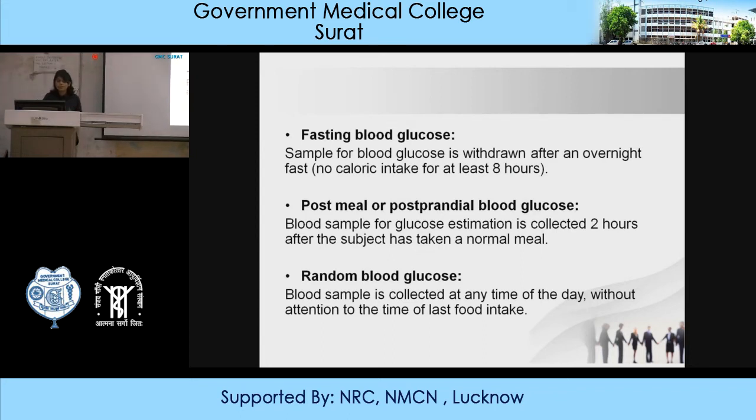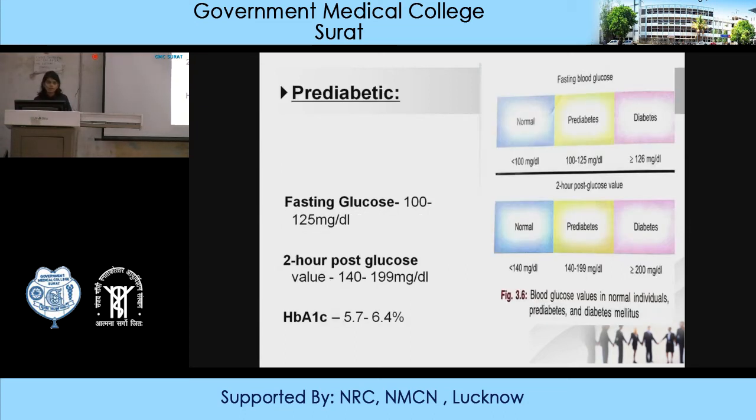Which sample will be known as FBS? The sample for blood glucose withdrawn after an overnight fasting, that is no calorie intake for at least 8 hours, is considered as fasting sample. What about PP2BS? That is the blood sample for glucose estimation collected 2 hours after the subject has taken a normal meal. And what is RBS? It is the blood sample which is collected at any time of the day irrespective of last food intake. Okay, clear till here?